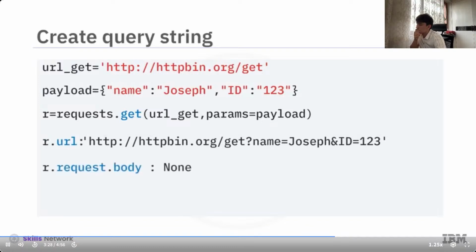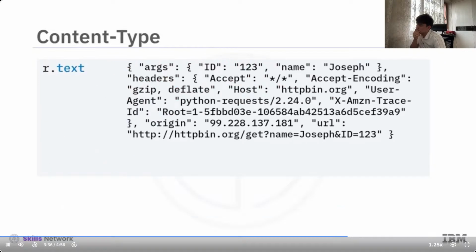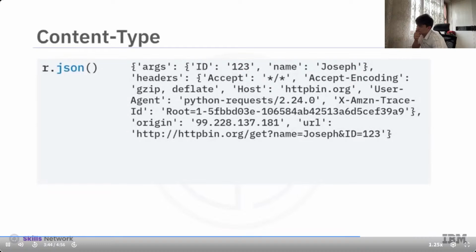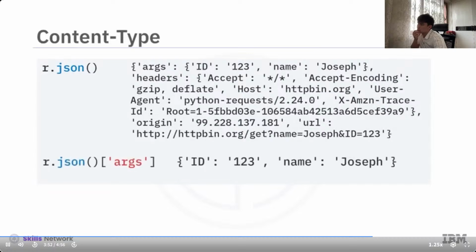We can see the request body. As the info is sent in the URL, the body has a value of None. We can print out the status code. We can view the response as text, and we can look at the key content type. As the content type is JSON, we format it using the method json. It returns a Python dict. The key args has the names and values for the query string.